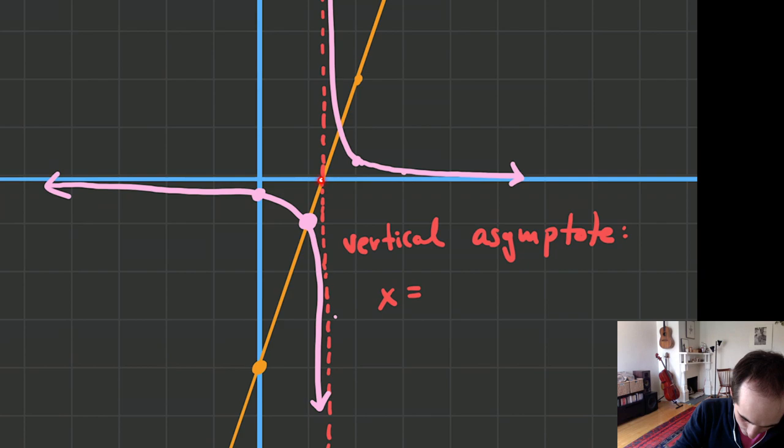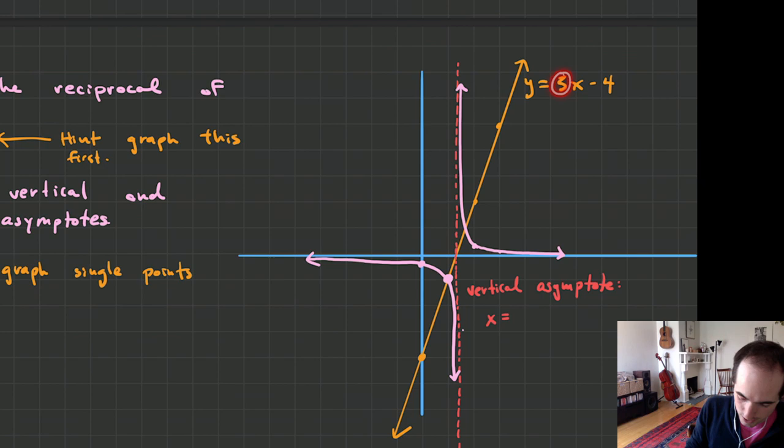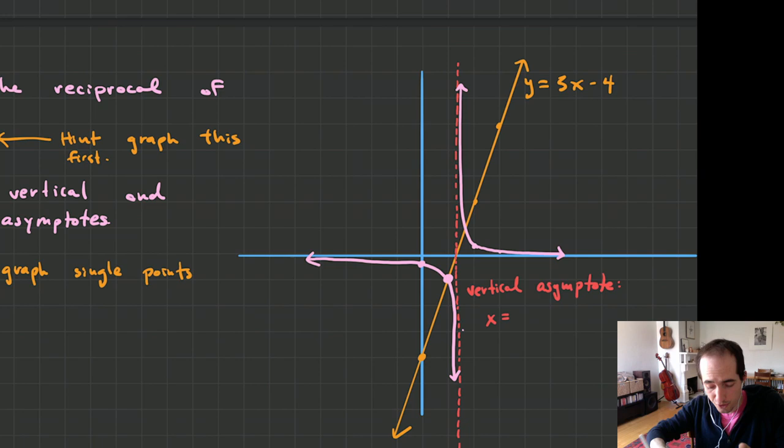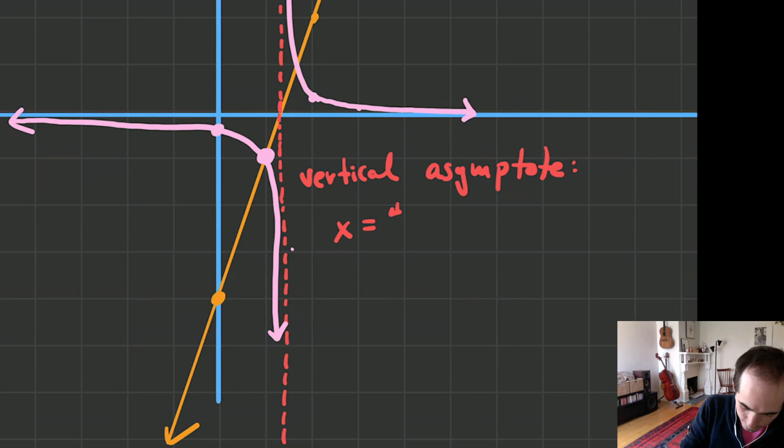So when x is equal to, sorry, not 1/3, 4/3, because here's 1, 2, 3/3. That's not very evenly spaced. 1, 2, 3/3. And then here's another third. And why are they thirds? Well, it's because the slope is 3. So every time you go up one, you go over a third. So our vertical asymptote is at x equals 4/3.